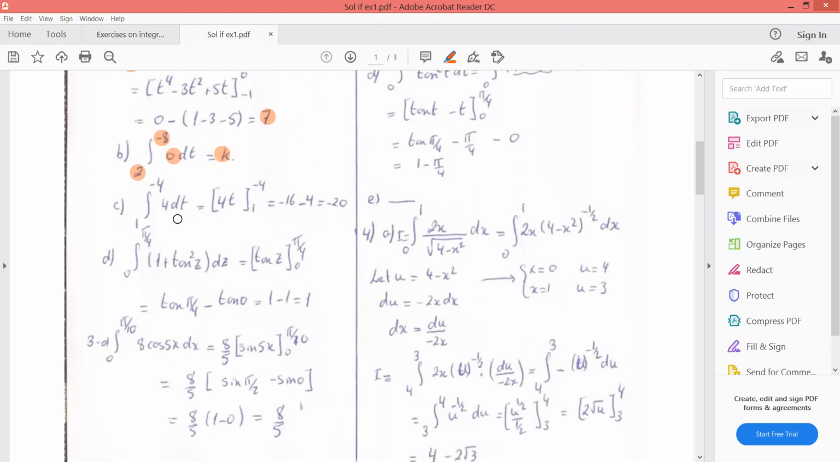Okay. Part C, integral from 1 to 4 of dt, we get 4t. f of b minus f of a, we get minus 20.